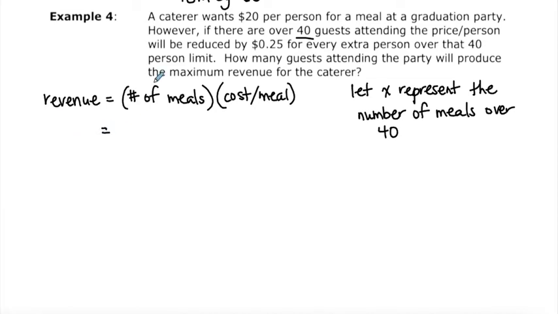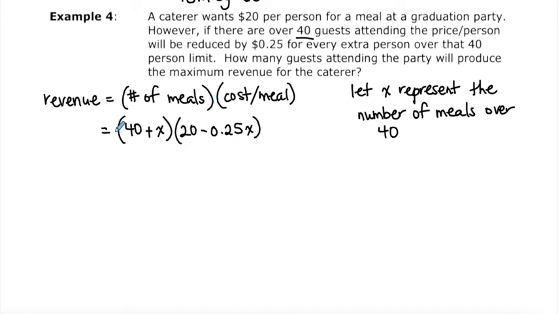So let's think about this. If I'm starting out with 40 meals, and I add x extra meals, I'm starting with 40 plus x, so that's going to be the number of meals. And then what happens to the cost? Well, it started out at $20 per meal, but I can reduce the cost by 25 cents per extra meal. So this is going to be the revenue based on this scenario.